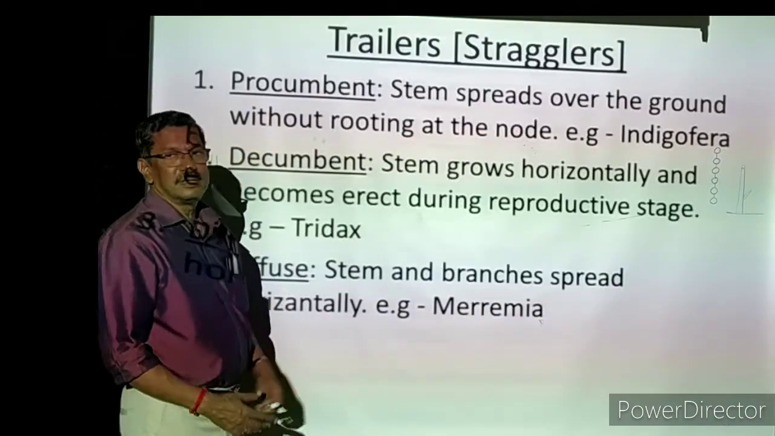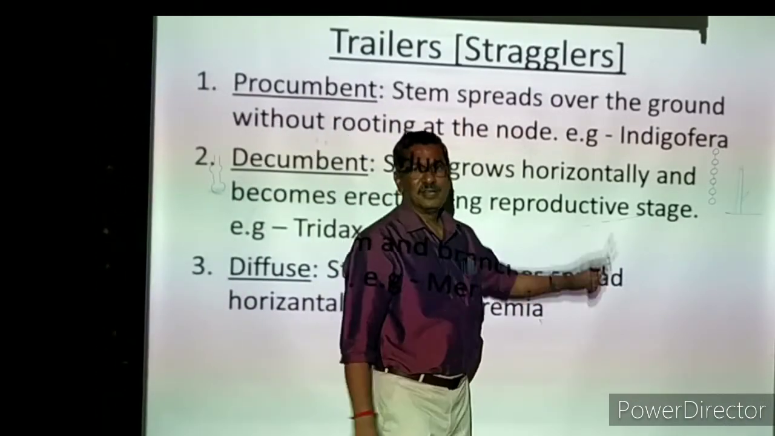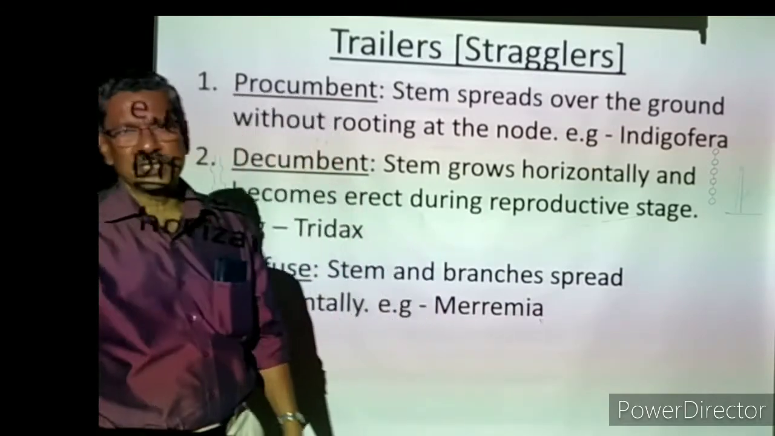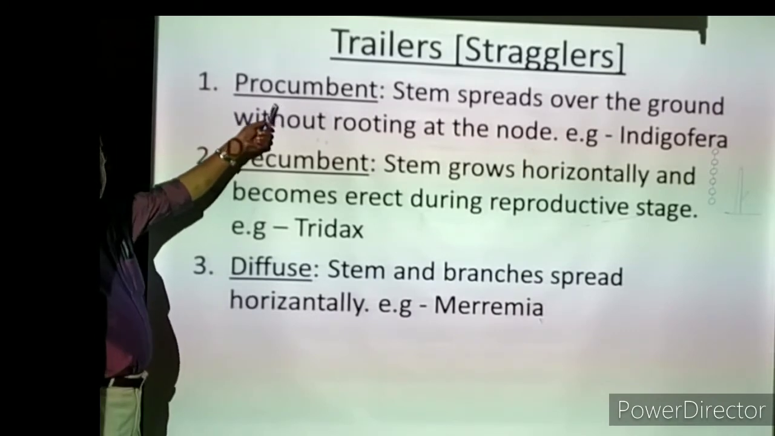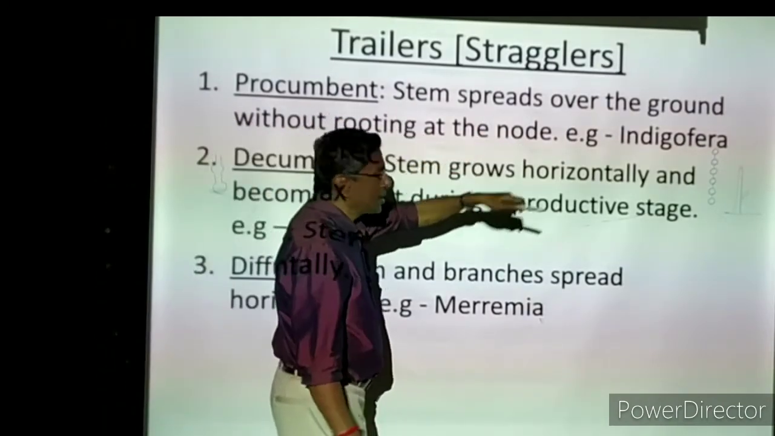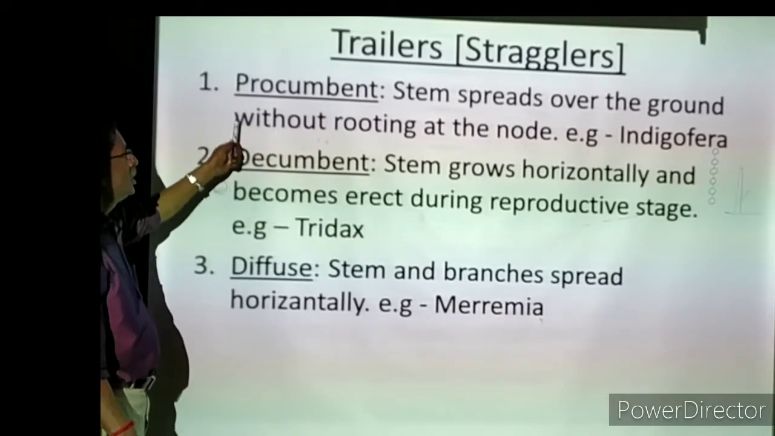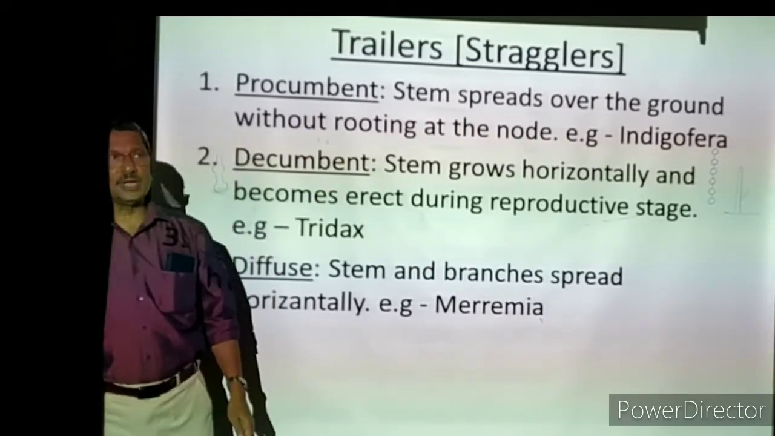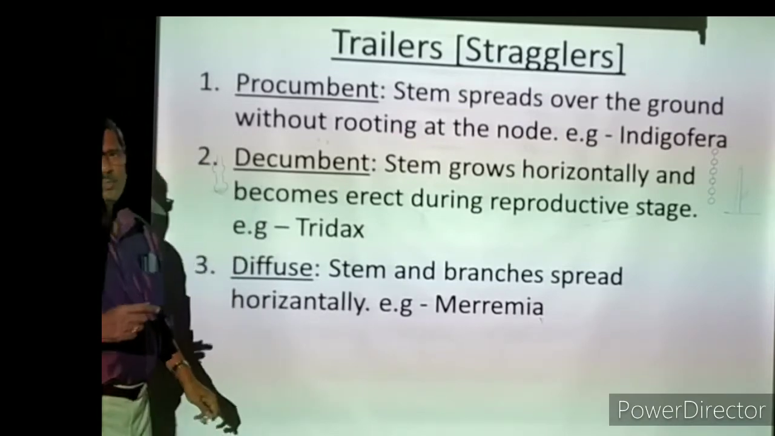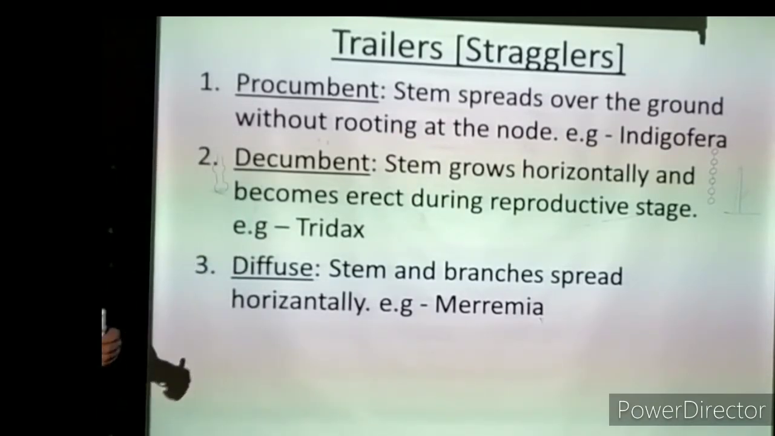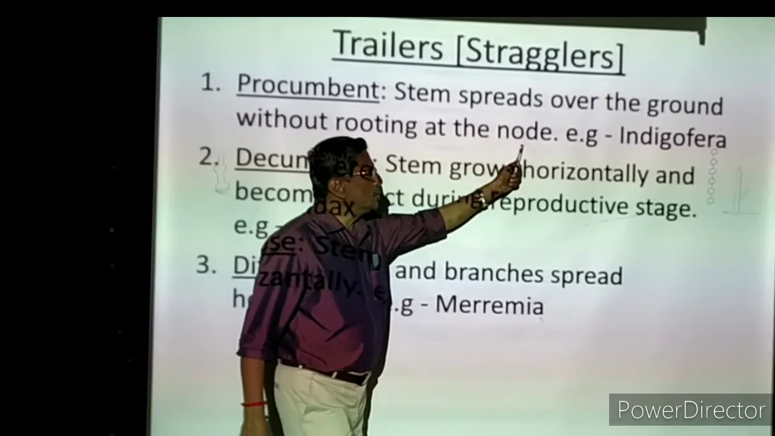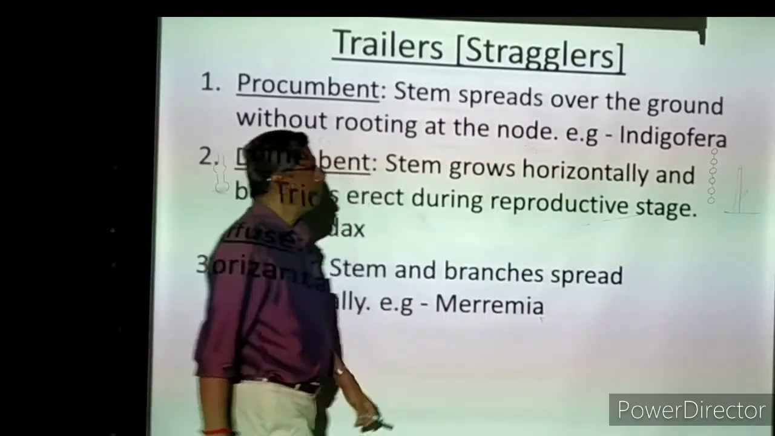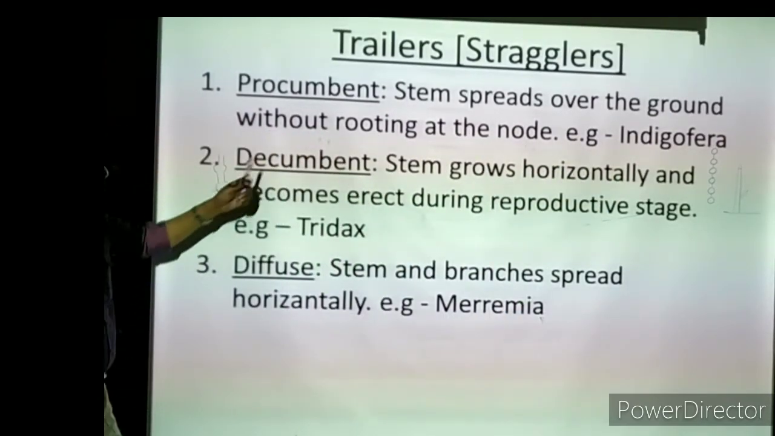Next, trailers. Trailers are also called stragglers. Then what type of characters they have? Already told you, procumbent. The stem spreads over the ground, just like the previous one. They are also spreading on the ground without rooting at the nodes. Normally in weak stemmed plants, wherever the nodes are there, some roots will be growing, but here roots will not be growing at the nodes. Example, Indigofera.